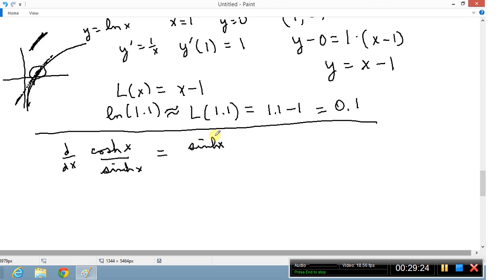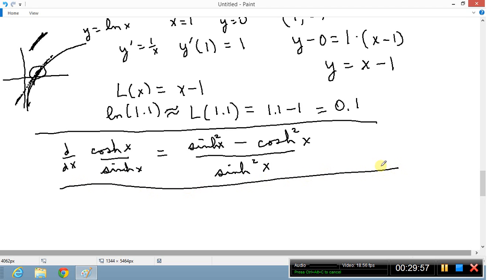So we're going to get sinh squared, minus the numerator, cosh, times the derivative of the denominator, which is also cosh. So you're going to get cosh squared there. All of that divided by the denominator squared. And that's good enough. You might have remembered a formula that says cosh squared minus sinh squared equals 1. So this is actually negative 1 over sinh squared, which would be minus hyperbolic cosecant squared. But you did not have to do that.